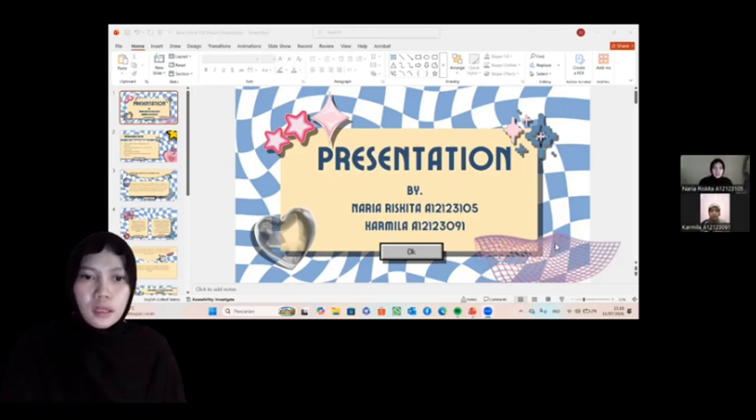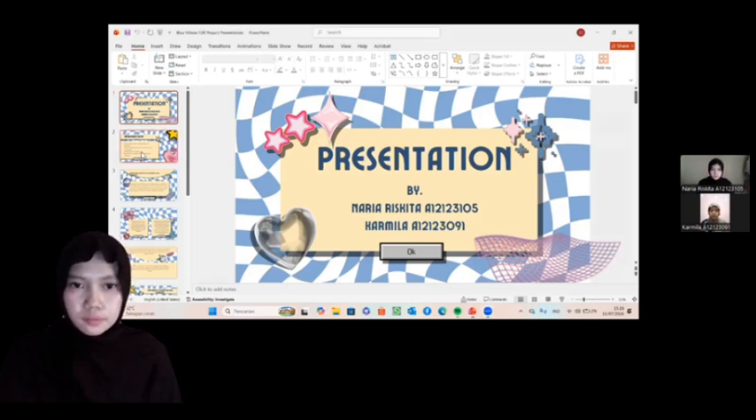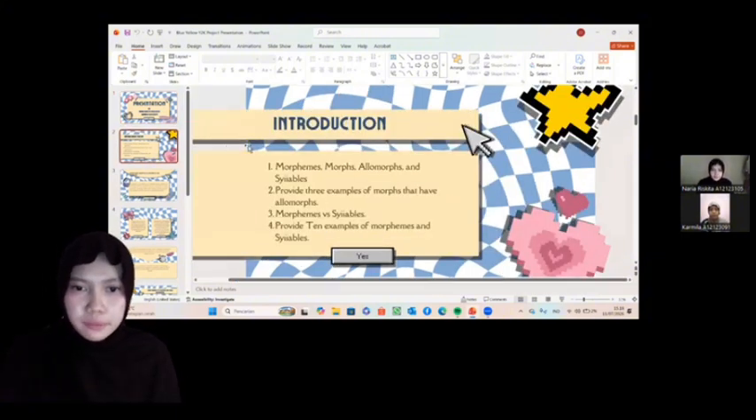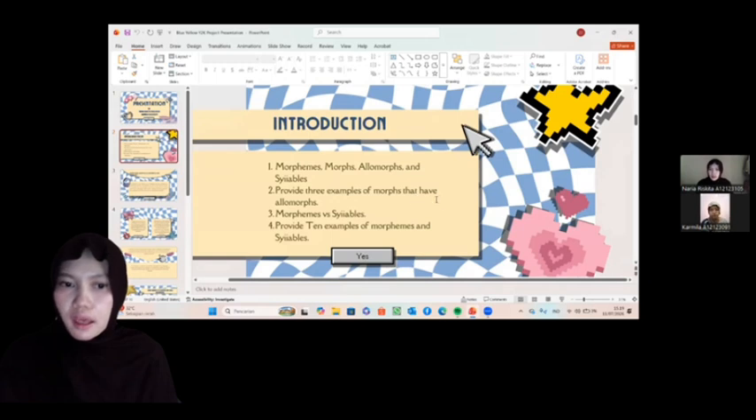Okay. And I would like to present our midterm assignment about the first is morpheme, morph, allomorph, and syllable. And the second is provide 3 examples of morph that have allomorph. And the third is morphemes versus syllables. And the last is provide 10 examples of morphemes and syllables.